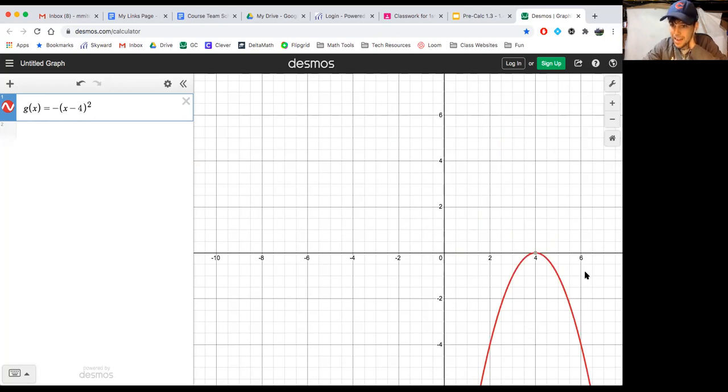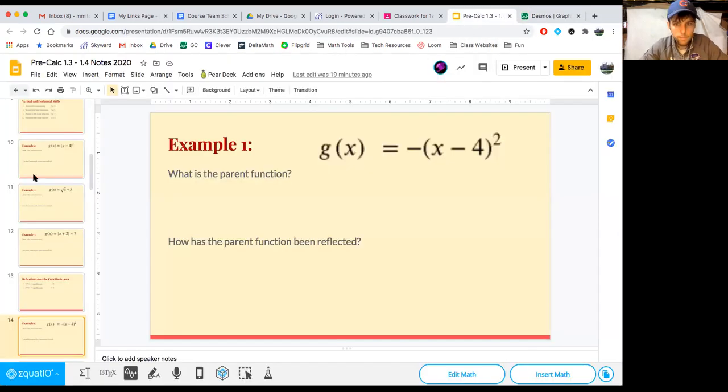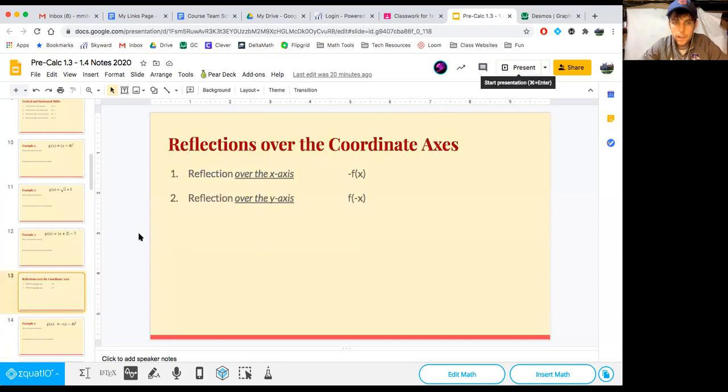Flipped it to be down here, right? Or I can even copy this function and compare it. Just go ahead and make another color. So the blue one is without the negative and the red one is with the negative. So we can actually just directly see how that negative is affecting our graph. It's causing that reflection up and down across the x-axis. Okay, all right, well, let's keep going here.